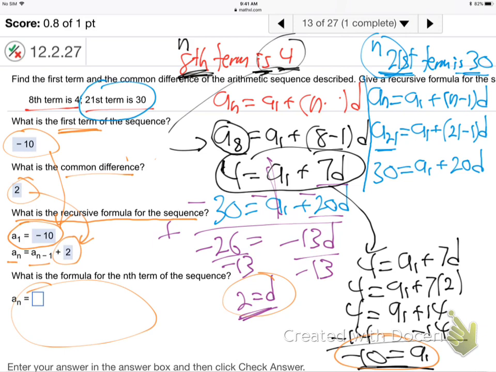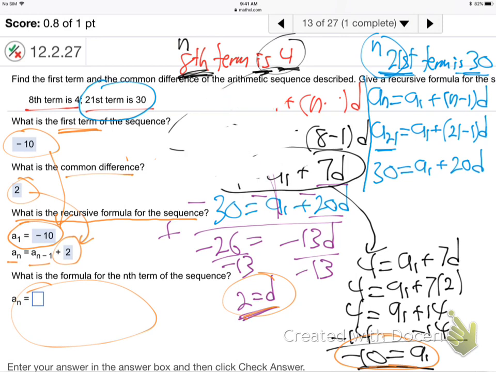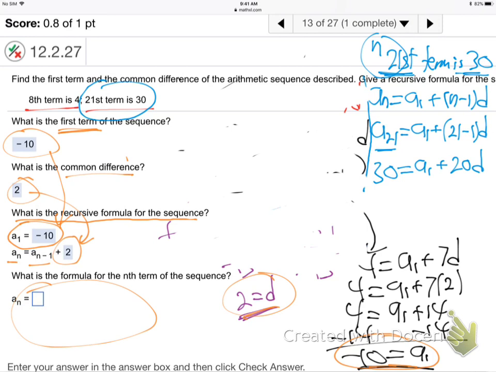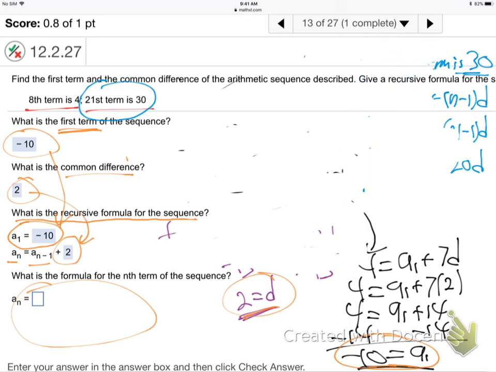They want me to write it all out, so I better do that. So I got the D. Let me go to a fresh screen. Got the D, got the A1. Or maybe I can just squeeze it in up here. Put it in right here. I can squish it in there. All right. So AN is A1 plus N minus 1 D, thing we use all the time.